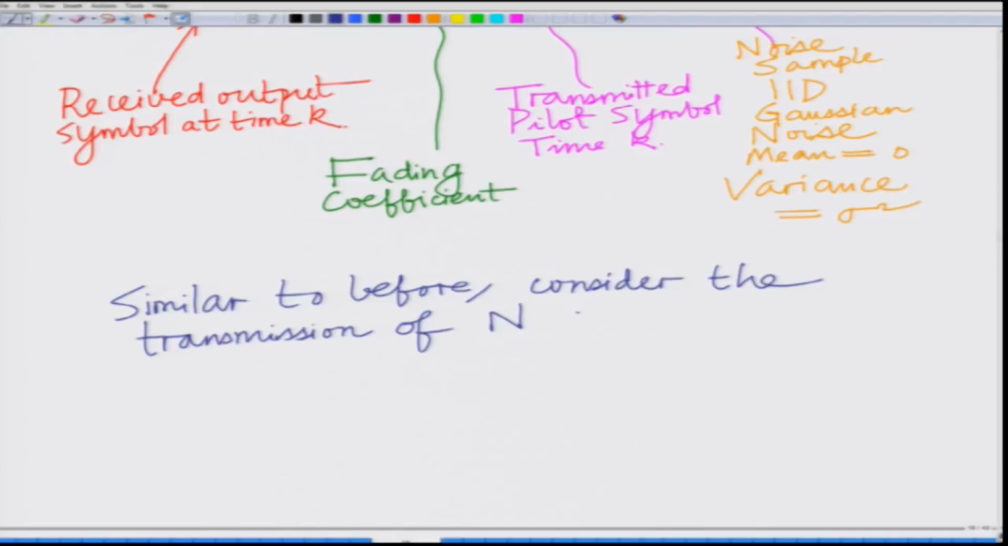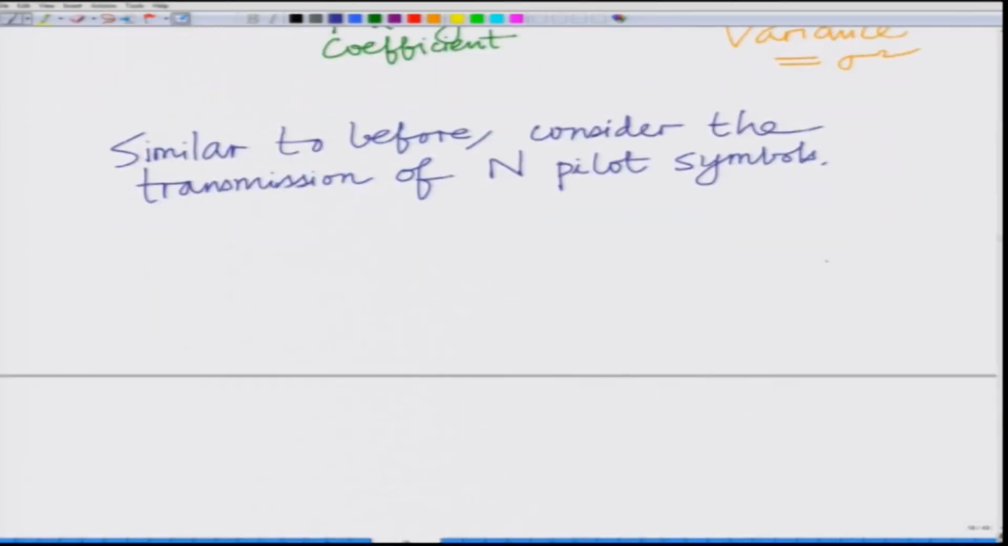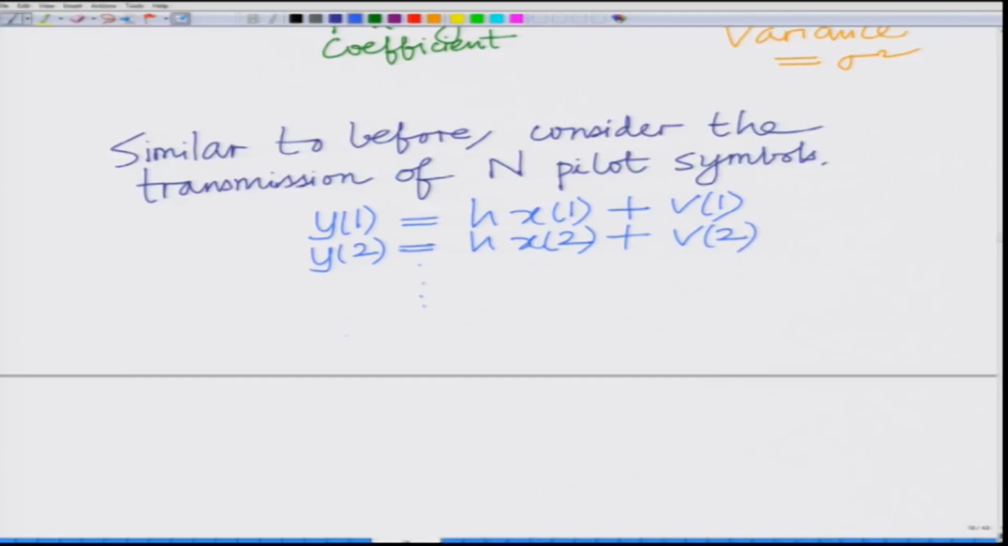Consider the transmission of capital N pilot symbols, and therefore, we can write the received symbols y1 equals h times x1 plus v1, y2 equals h times x2 plus v2, yn equals h times xn plus vn. All right, these are the n received outputs.